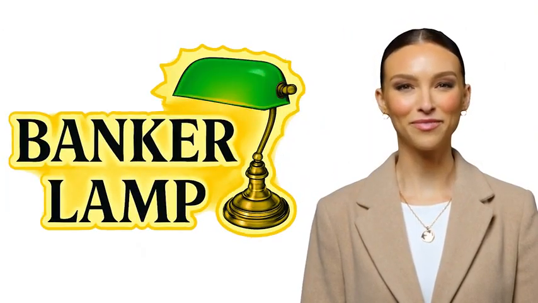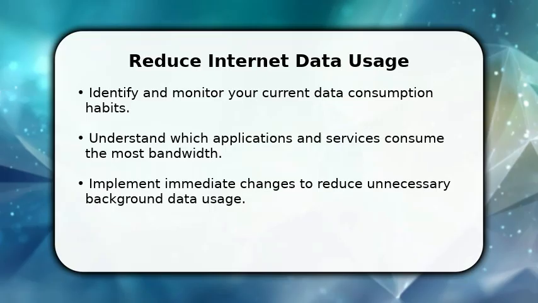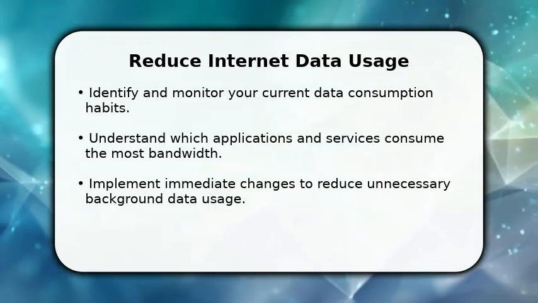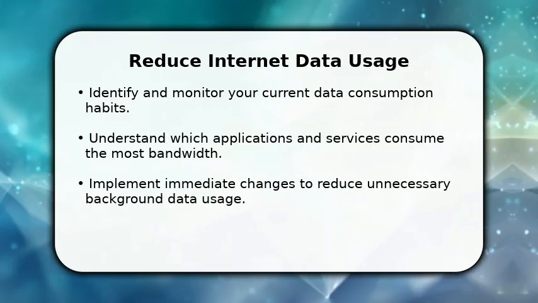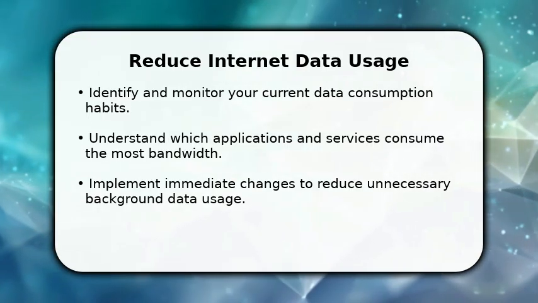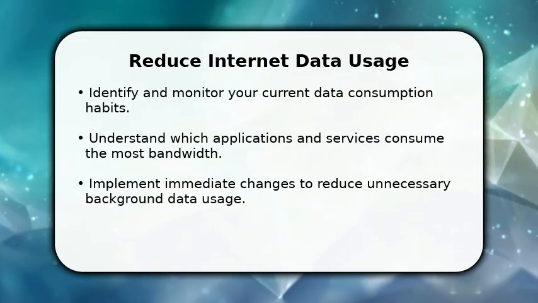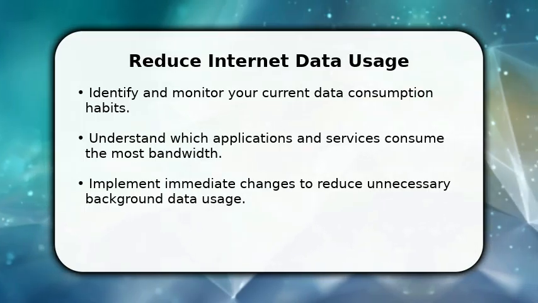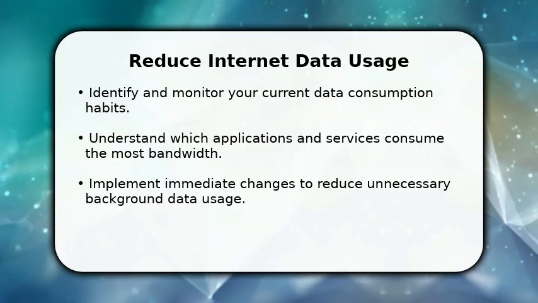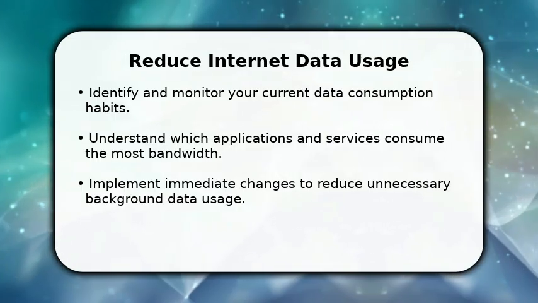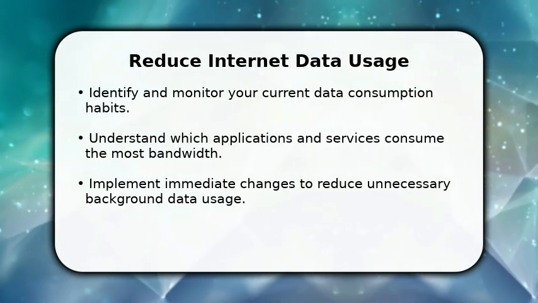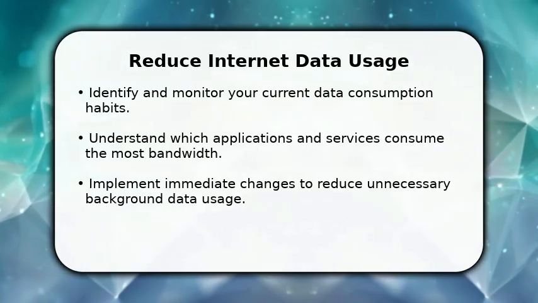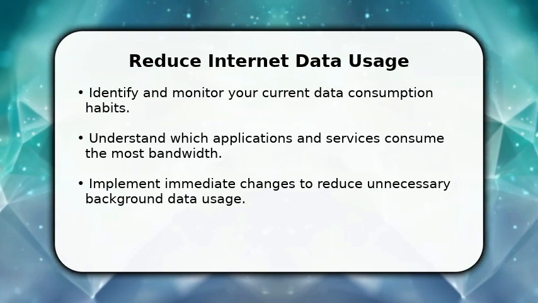Please enjoy the video. In this video, I will explain how to use less internet data. To begin, regularly check your device's data usage settings to pinpoint data-hungry apps. Many smartphones offer built-in tools to track consumption, often showing usage per application. For instance, streaming high-definition video can consume up to 3 gigabytes per hour, while standard definition uses about 700 megabytes. Understanding these figures is your first crucial step towards significant savings.